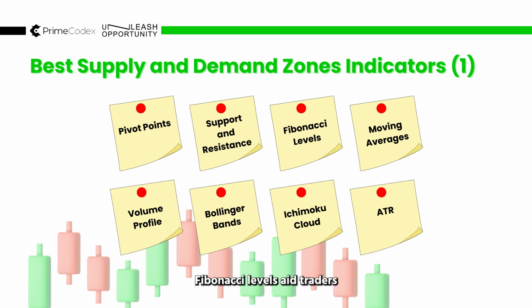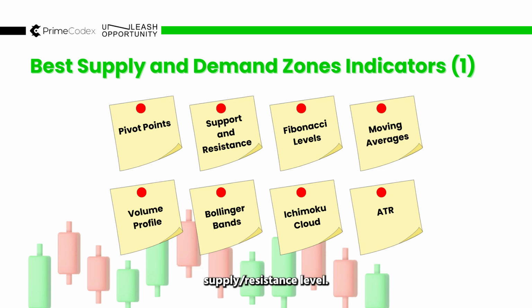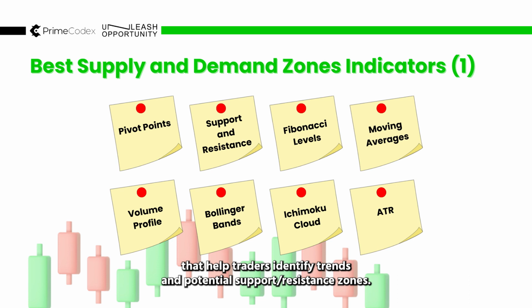3. Fibonacci levels. Fibonacci levels aid traders in recognizing potential turning points within supply and demand zones. As demonstrated in the chart below, the 61.8% retracement level from the Fibonacci sequence unveils significant supply or resistance levels. 4. Moving averages. Moving averages are versatile indicators that help traders identify trends and potential support and resistance zones. When the price interacts with a moving average, it often reflects a zone of potential buying or selling interest.